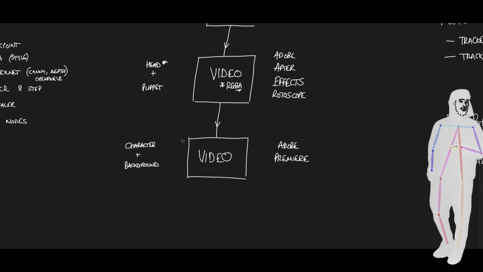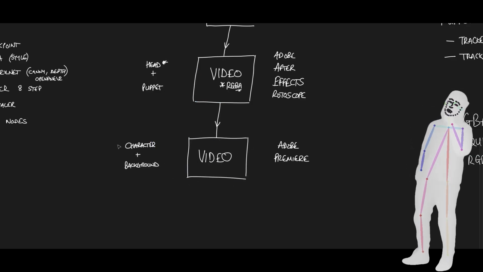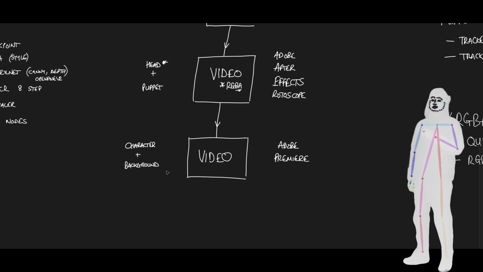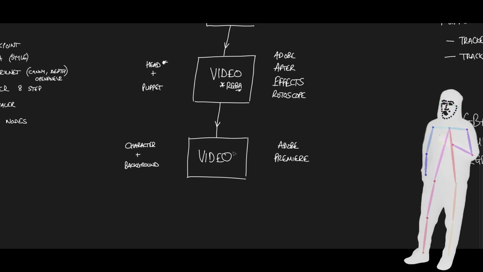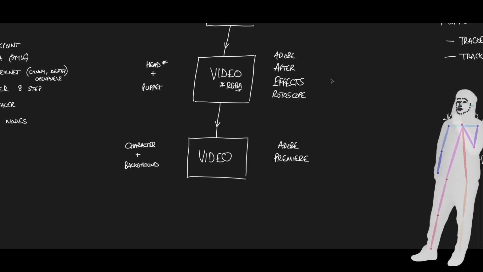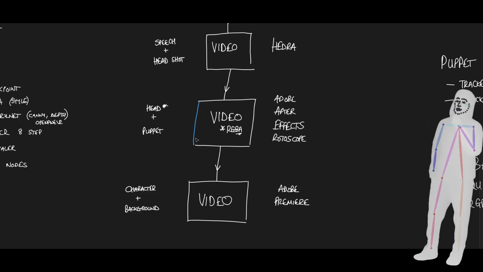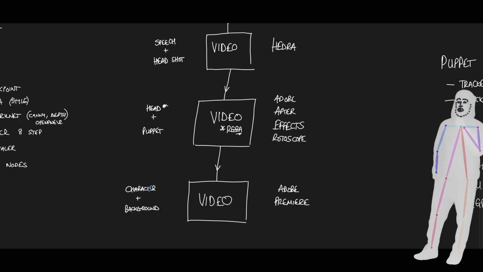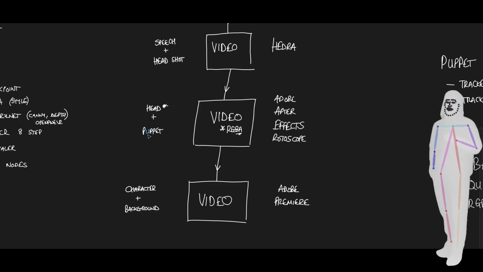So if we take it from the final step, we've put our character into our background and then rendered the video. Last step is easy. Next, in order to get our character, we rotoscope, like motion track the head onto the puppet.